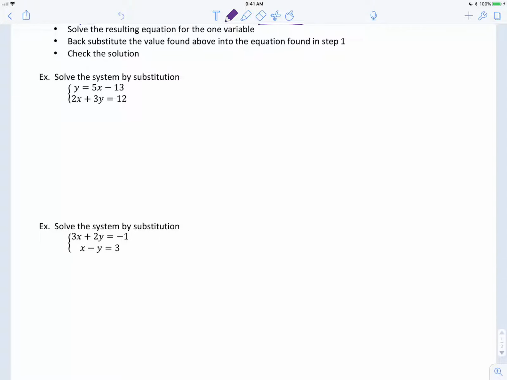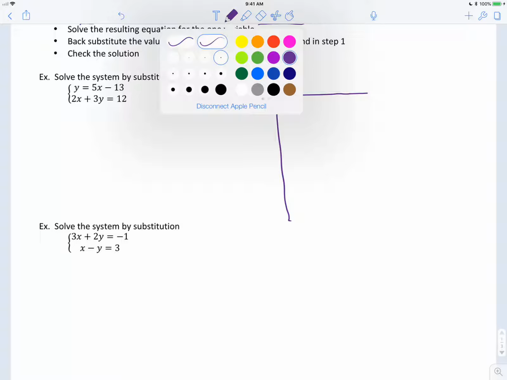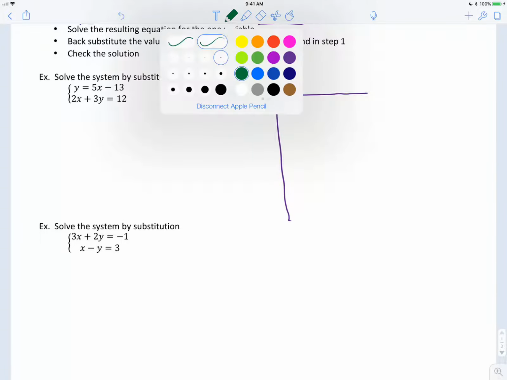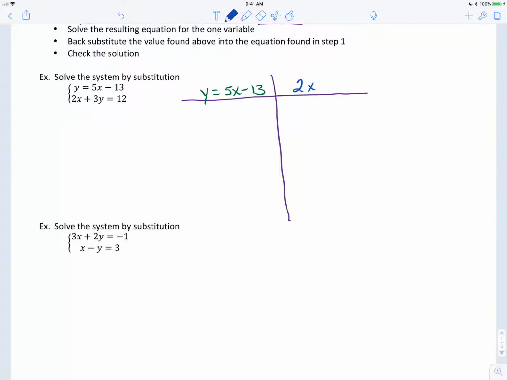So what we're going to do here is sort of create a T-chart with both of these equations on here. And we're going to solve for each one. So we're given this: y is equal to 5x minus 13. And I'm going to put the other equation over here: 2x plus 3y is equal to 12.